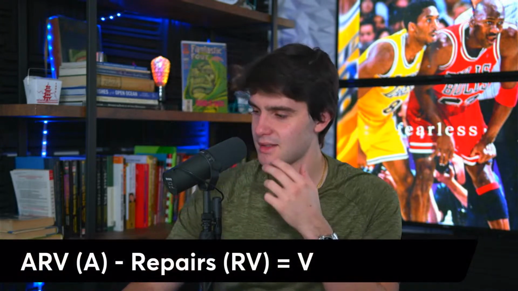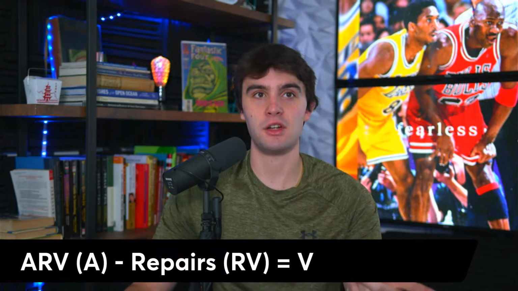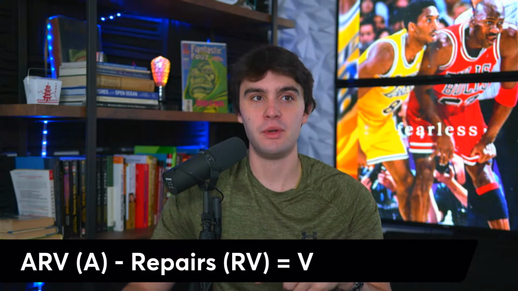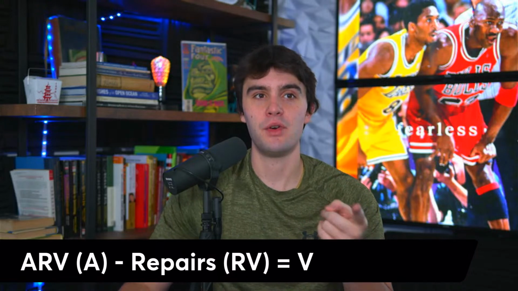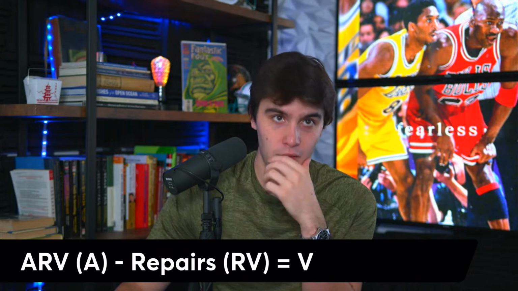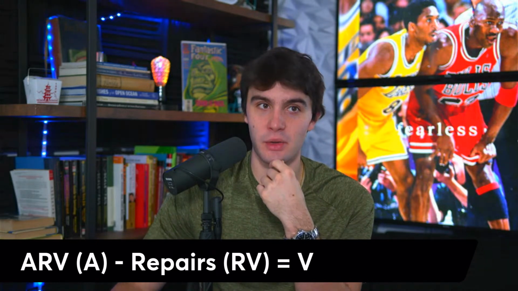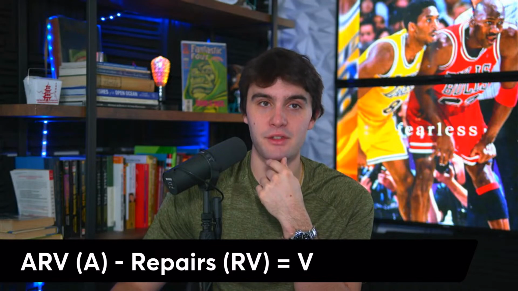So think about it like this. This is a visualization. ARV is A, after repair value. If we minus the A out of ARV, it's going to be repair value: the repairs we have to put into it, minus what the thing is worth after, which is equal V.